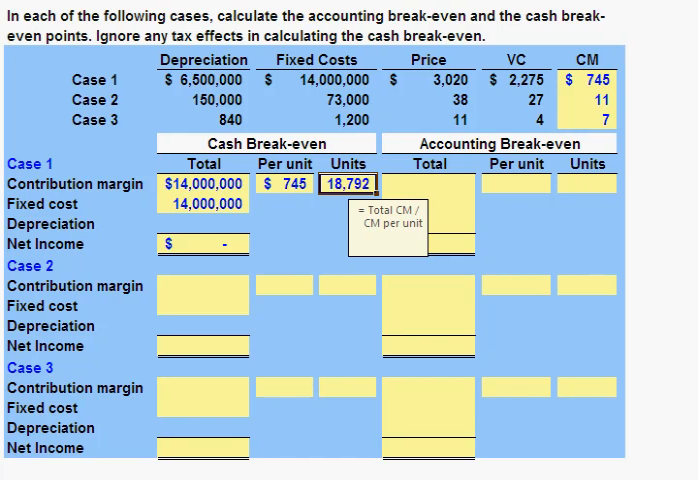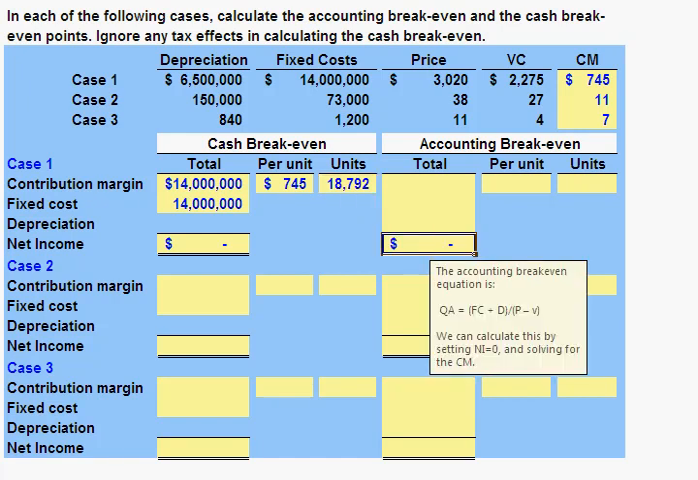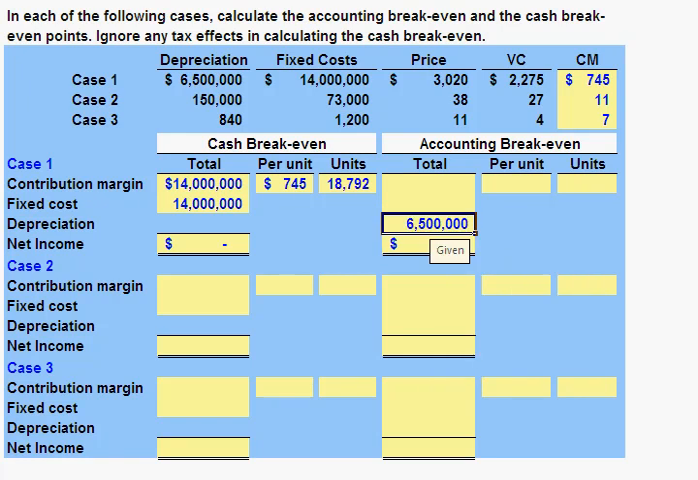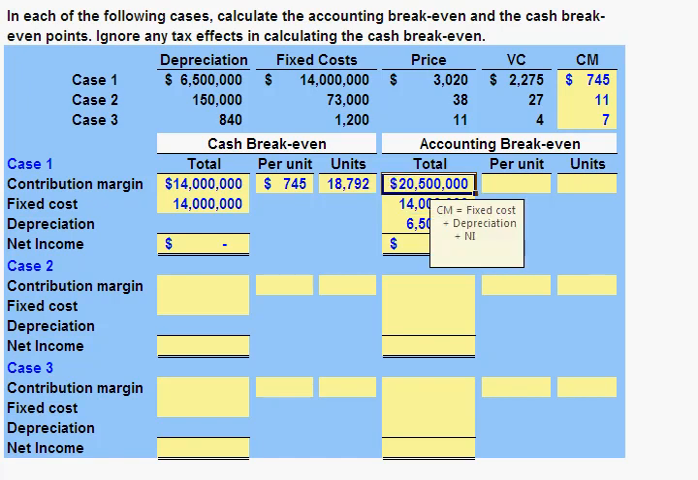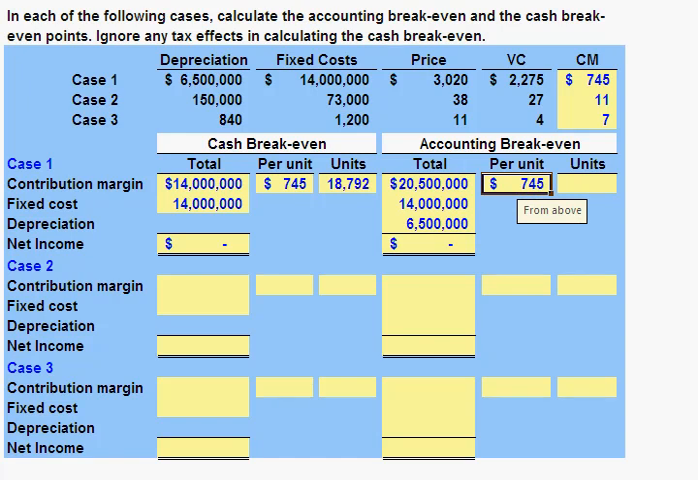To calculate our accounting break-even, again, we set net income equal to 0, but this time we include depreciation in our calculation. Our depreciation expense was $6,500,000. Our fixed cost was $14 million. Therefore, in order to achieve break-even, we need a total contribution margin of $20,500,000. We take this $20,500,000 and divide it by our $745 per unit contribution margin, and we find our accounting break-even occurs at 27,517 units.